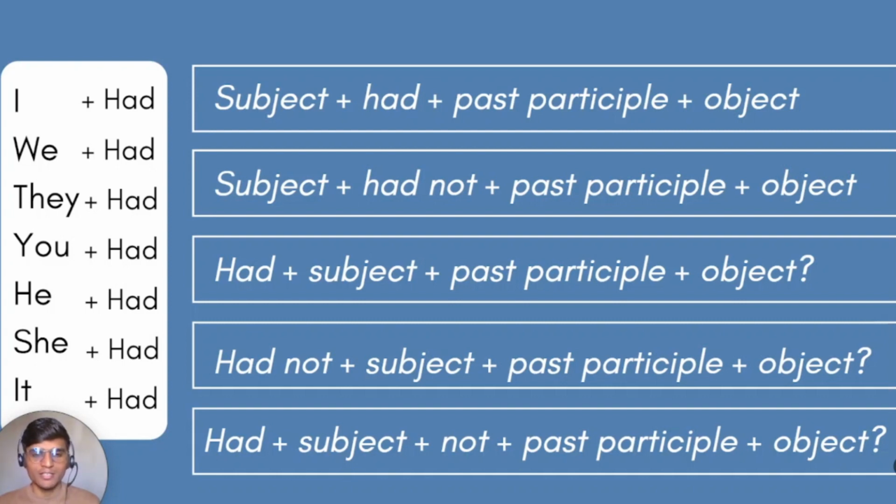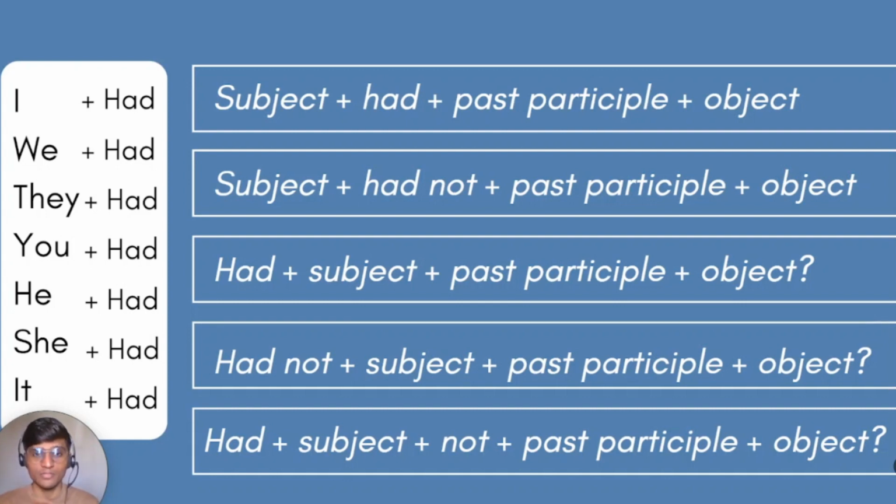To use this tense in your own sentences, you have to understand the sentence structure: subject, had, past participle, and object. This is a positive sentence. Remember, whenever we use past perfect, it means we are using the third form of the verb. Do not confuse present participle and past participle.